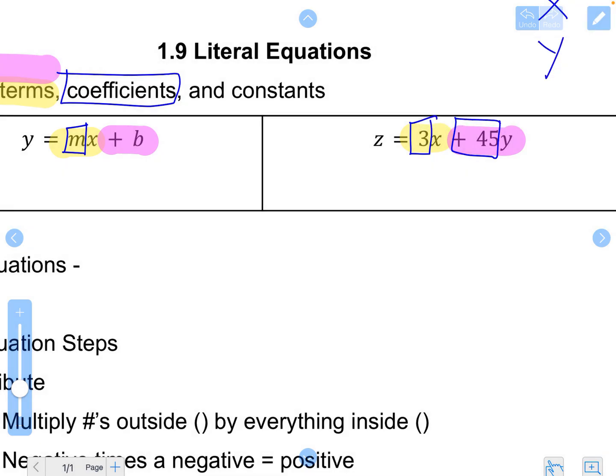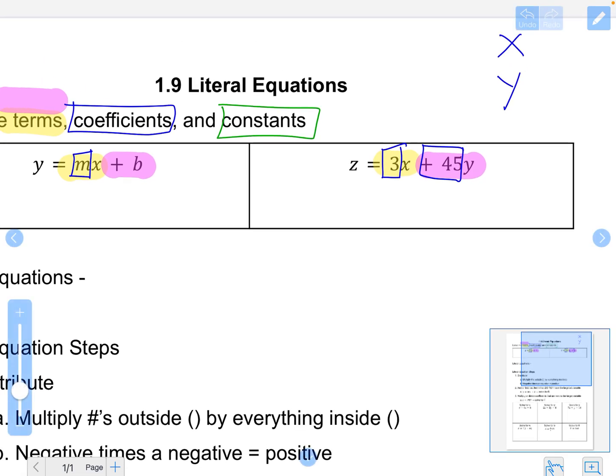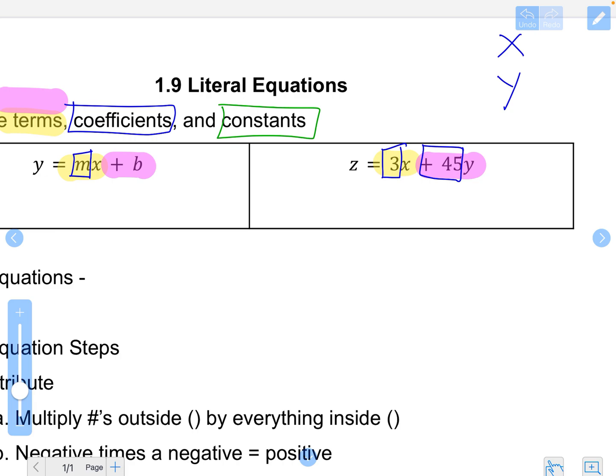And then finally, we're going to put our constants in green. Remember, our constants are numbers that are by themselves and do not have a variable next to them. We've said that in these cases, x and y are normally our variables. So in this case, plus b is going to be my constant because it does not have an x or a y. In our next problem, we don't have any constants. They're all variable terms.